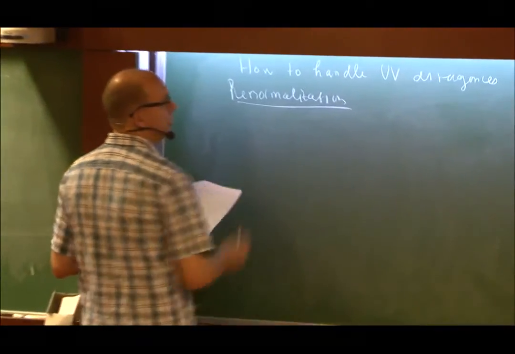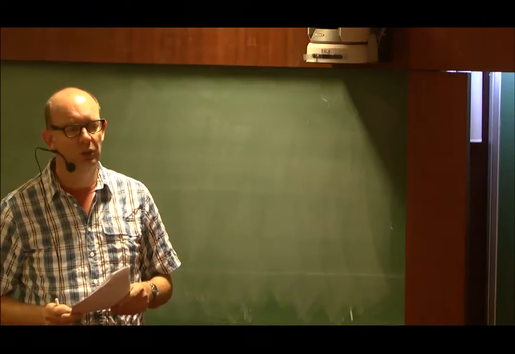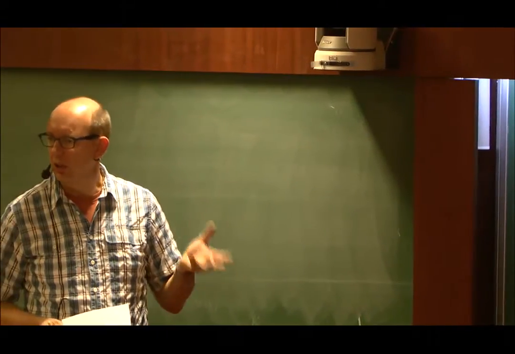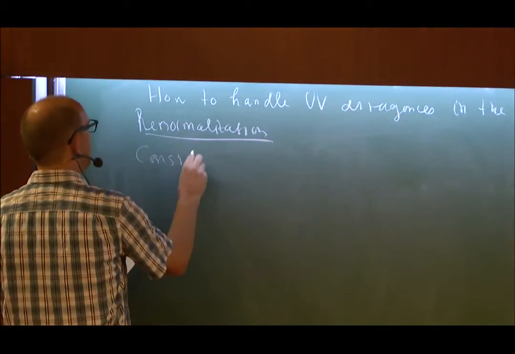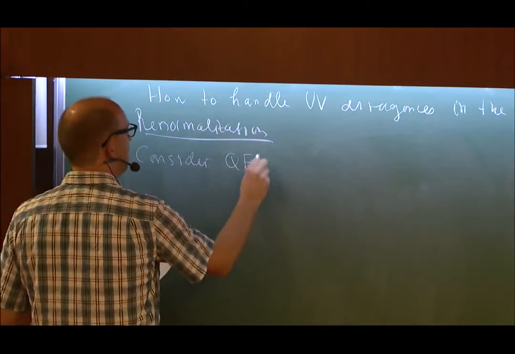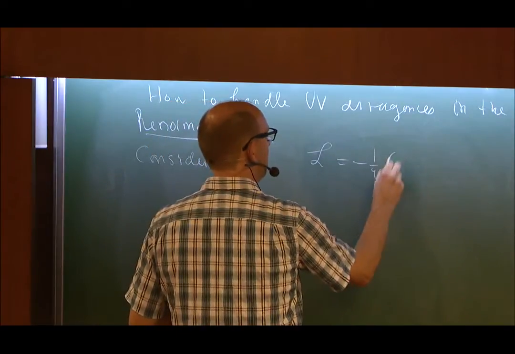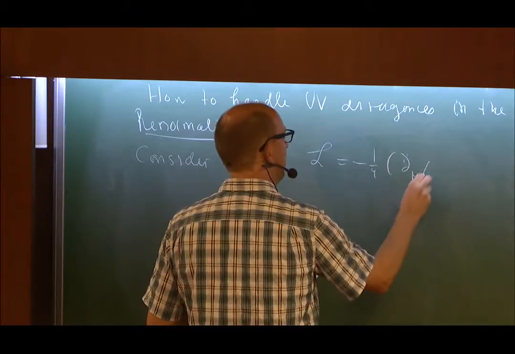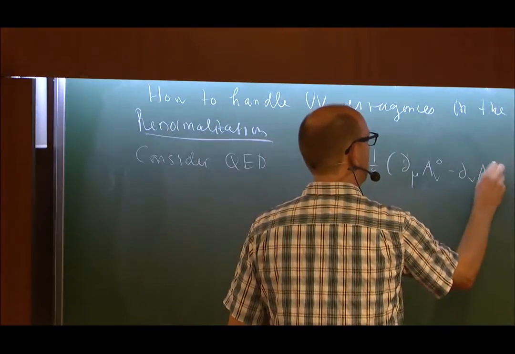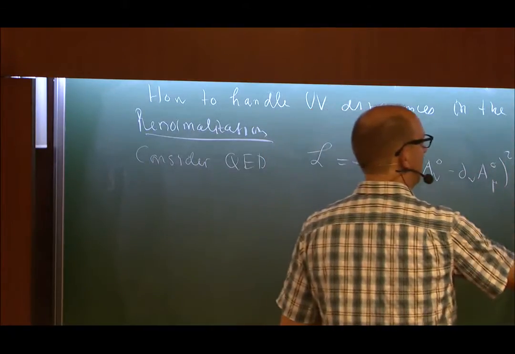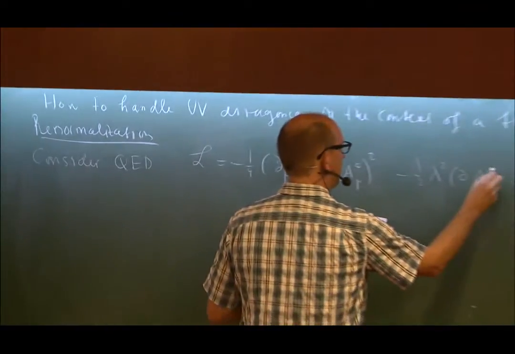So we'll consider QED first, but occasionally I will switch to an even simpler theory. I will not do it explicitly for QCD, that's just more complication. I just want to illustrate the concepts. So let's consider QED, which means that we write down the Lagrangian: minus a quarter, F, which is d mu A nu 0 minus d nu A mu 0, squared. I do write, just for completeness here, a gauge fixing term, but I won't address it much.